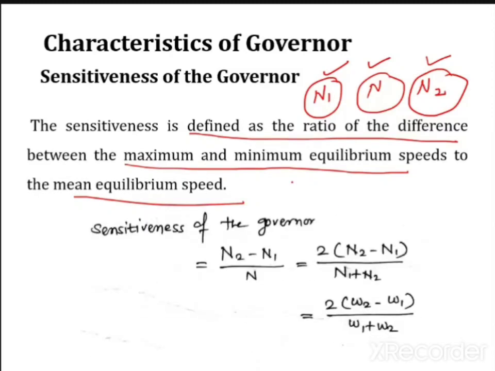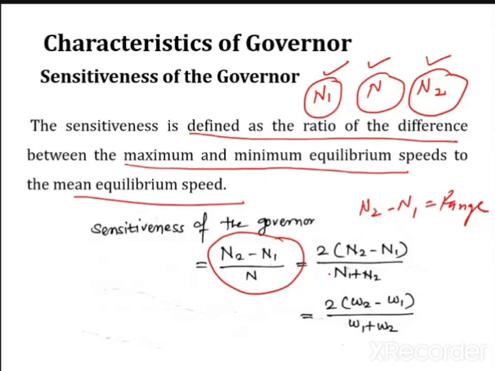Sensitiveness of a governor is defined as the ratio of the difference between the maximum and minimum equilibrium speed to the mean speed. That is N2 minus N1 upon N. So what is N2 minus N1? That is nothing but the range, right? So the ratio of the range of equilibrium speed upon the mean equilibrium speed is nothing but the sensitiveness of a governor, right? Now, this is a mathematical definition.